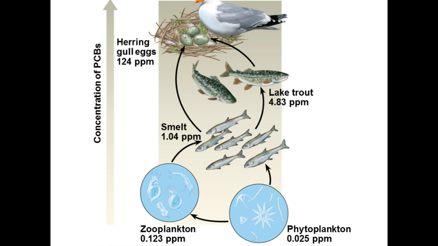Now, PCBs and many pesticides such as DDT are subject to biological magnification. Now, the herring gulls you see in this picture of the Great Lakes lay eggs with PCB levels 5,000 times greater than in phytoplankton, like is shown here in the picture.